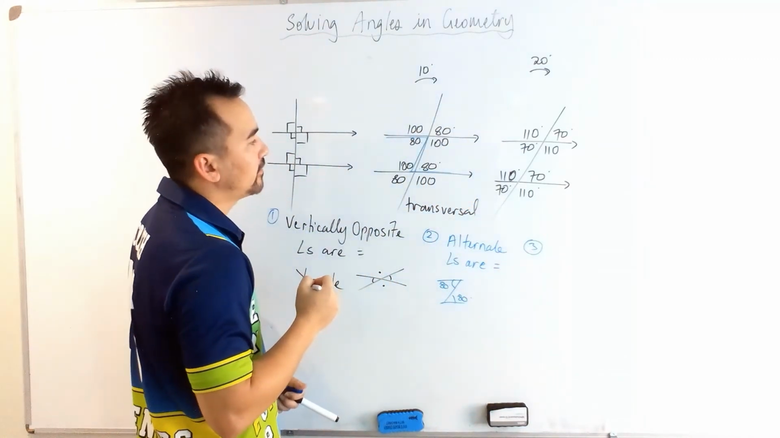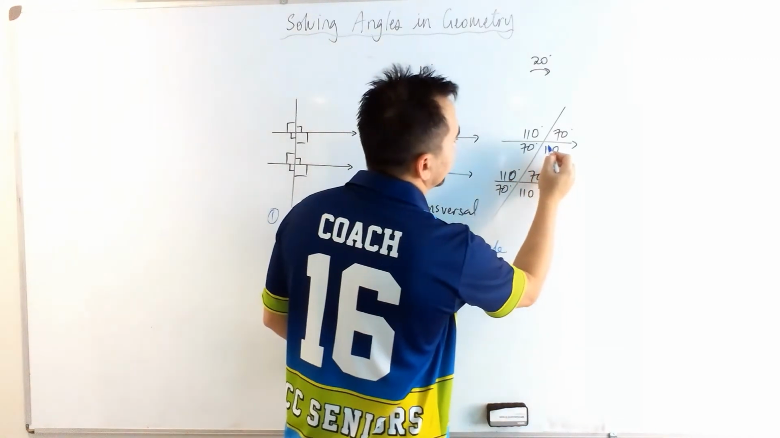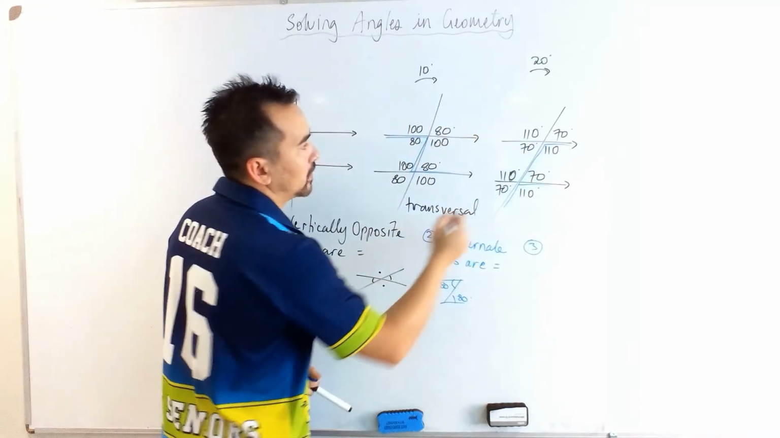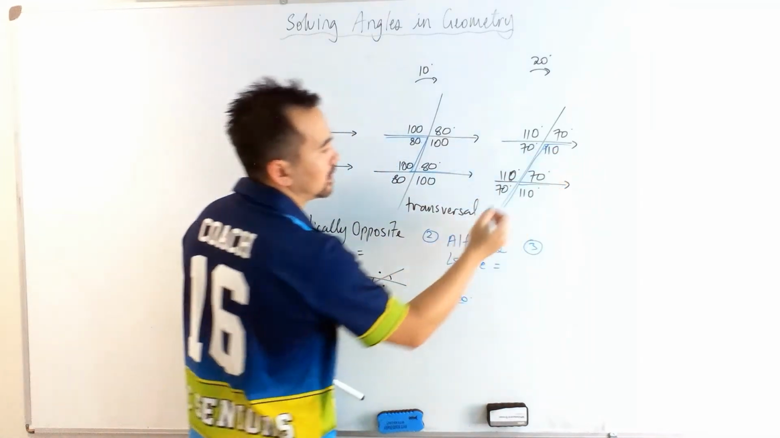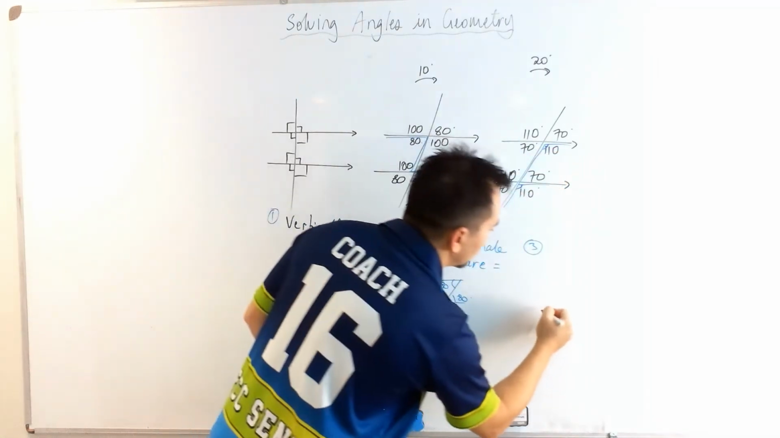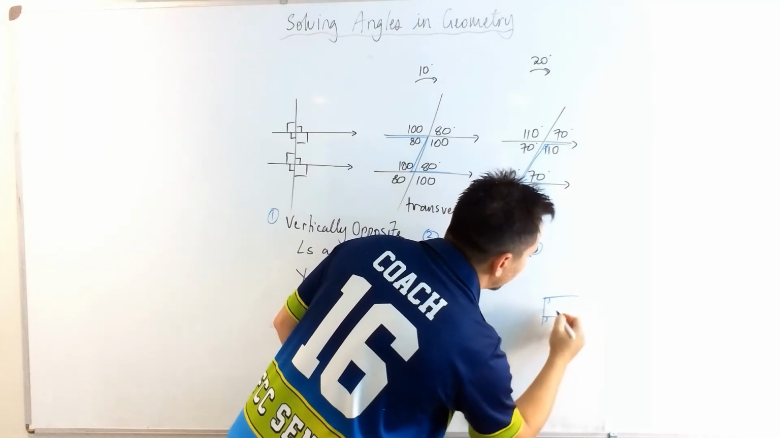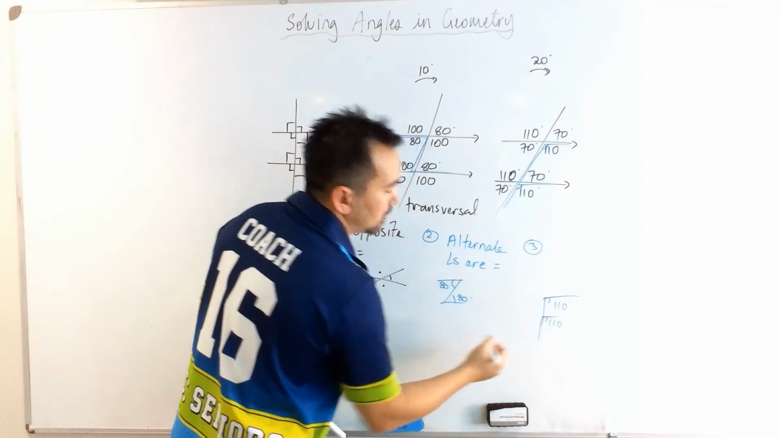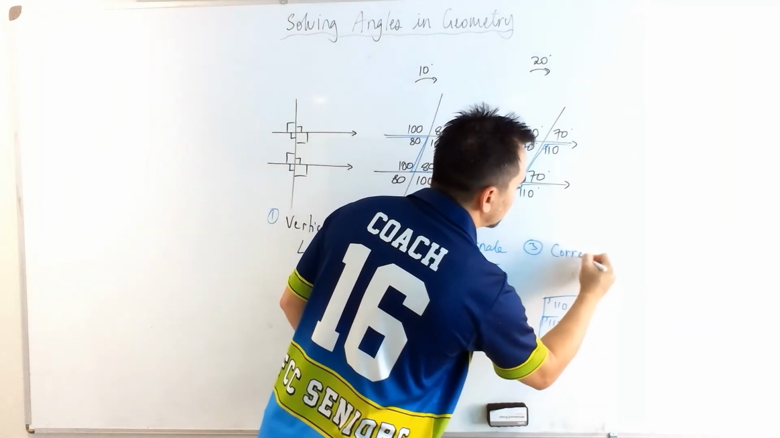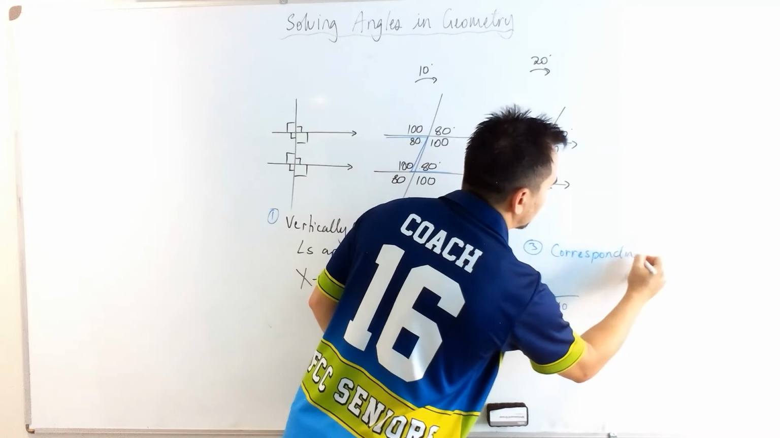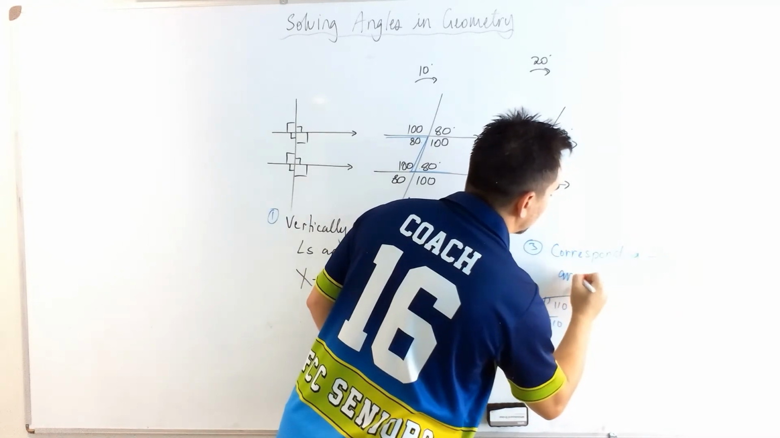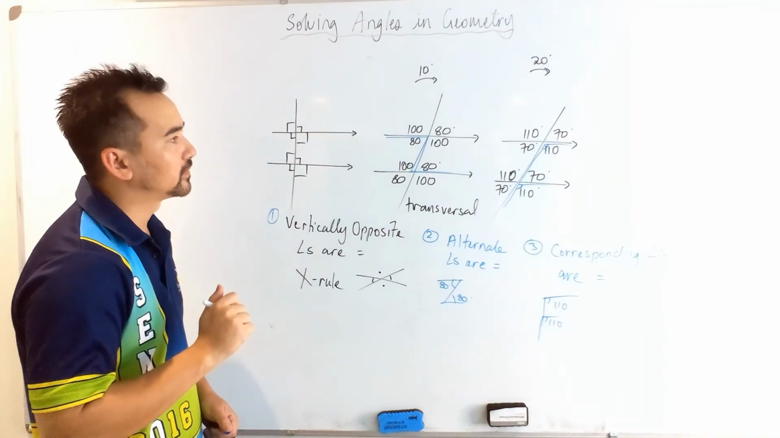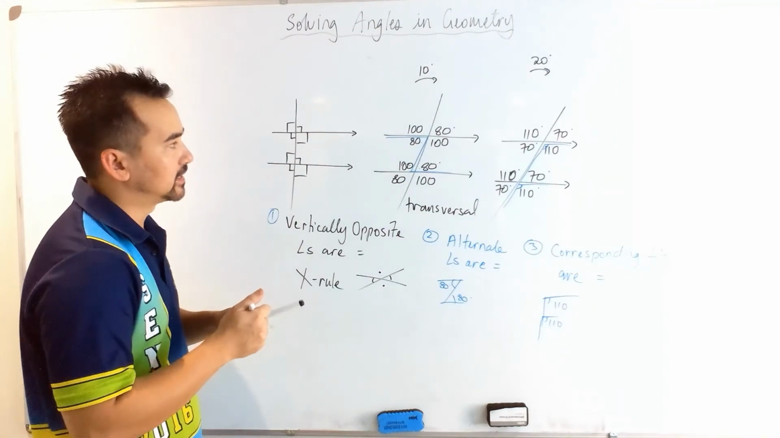Okay? The third rule is the F rule. The F rule looks like this, where this 110 matches this 110, so it looks like this. And we can say those two angles are equal because corresponding angles are equal. And the fourth and last rule that we're going to look at is the C rule.